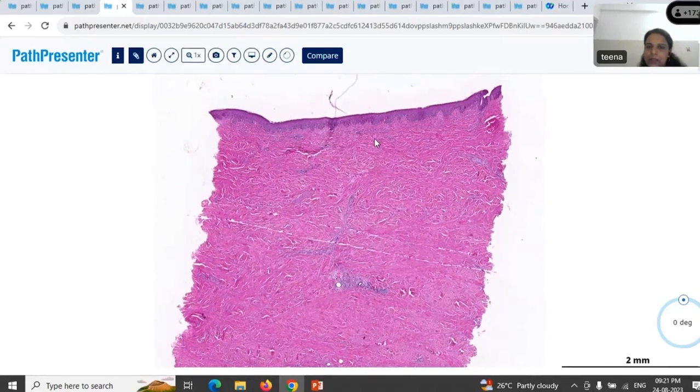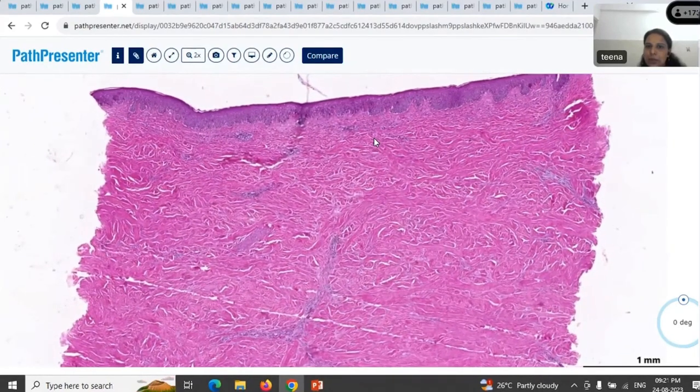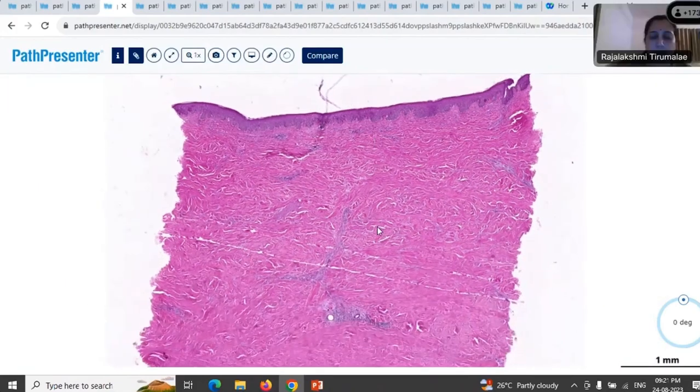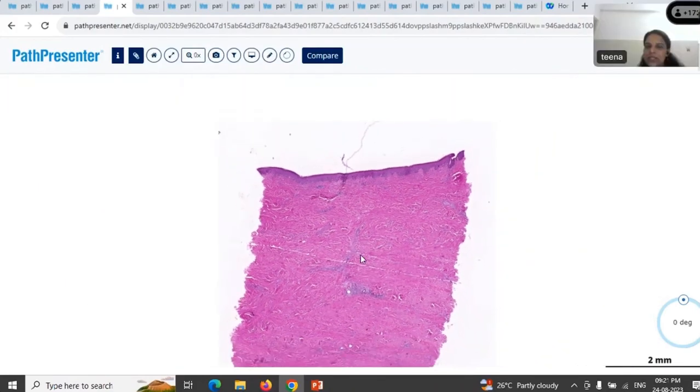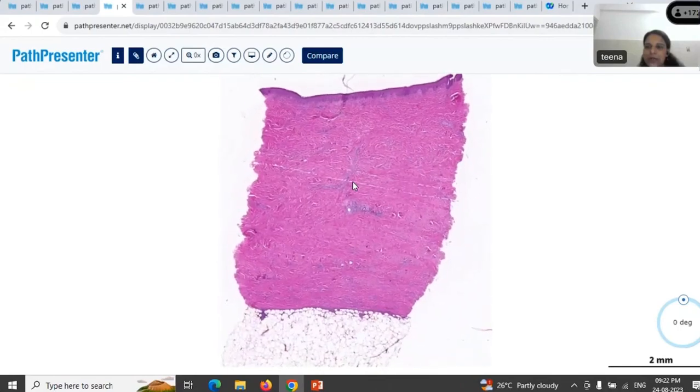Okay, the epidermis looks relatively normal. What else? What is striking you about this biopsy? The shape of the biopsy, it's rectangular in shape. Very good, excellent. It's rectangular in shape. What else? Are you seeing any adnexal structures? No, right? You're not seeing any adnexal structures.